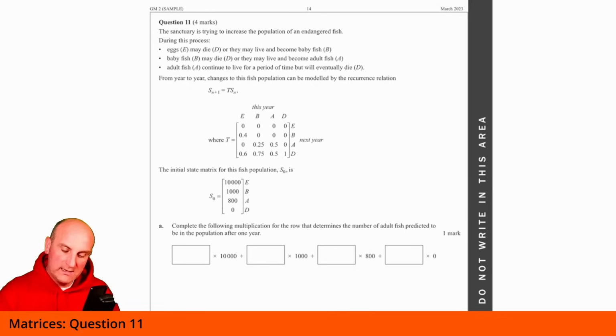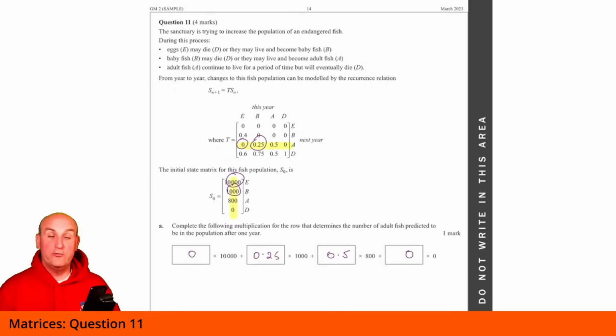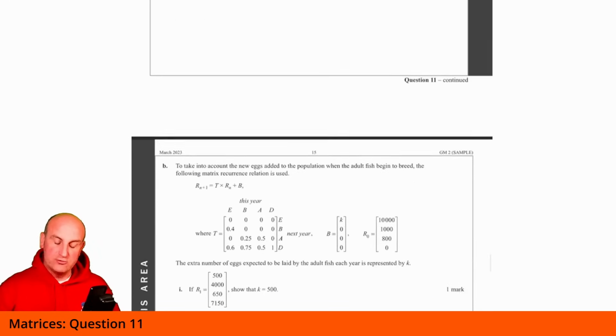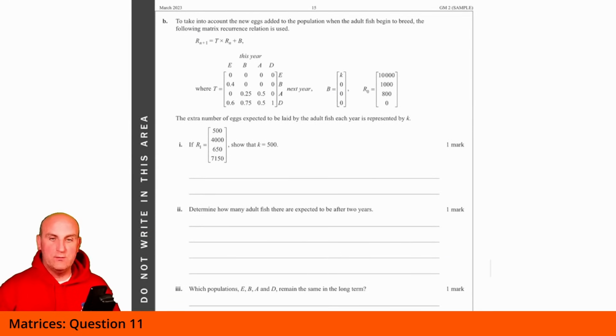If I look at this one here, it is the 3rd row. So that multiplied by this will give me my adult fish. So I've got to be given 0. So 0 times 10,000. So the first value here times the first value here. The second value here is 0.25, which will multiply by my 1,000. That must be 0.5. And the next one will just be 0. So reading off that rows and columns is really, really important. Okay, what do we got next?